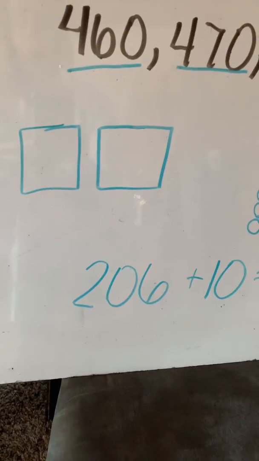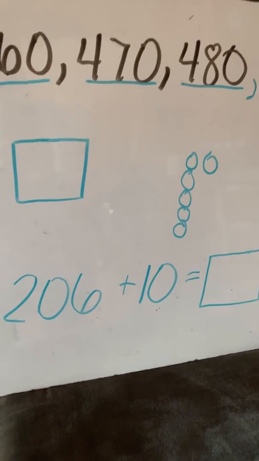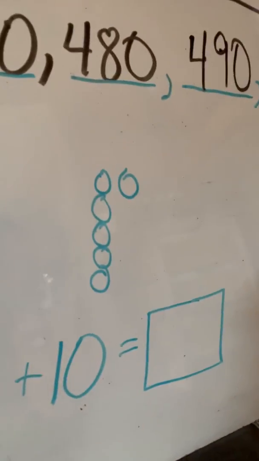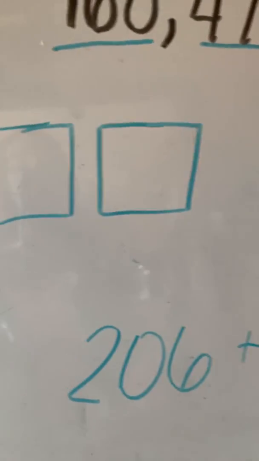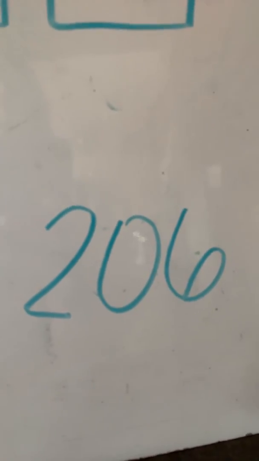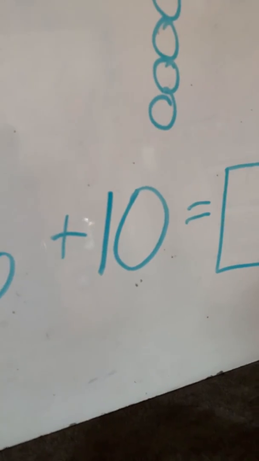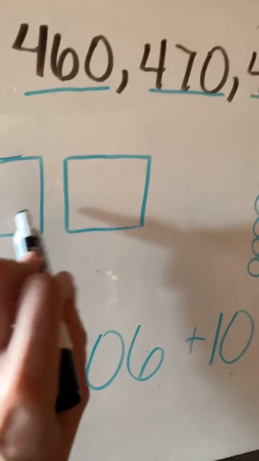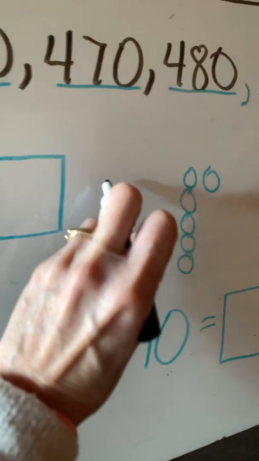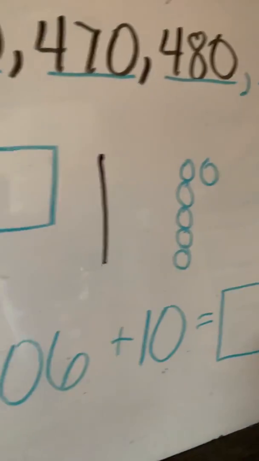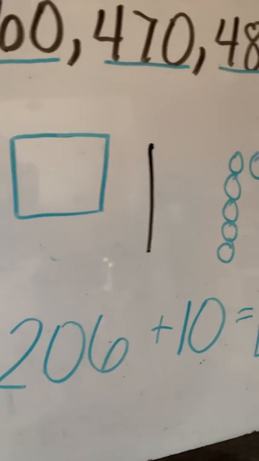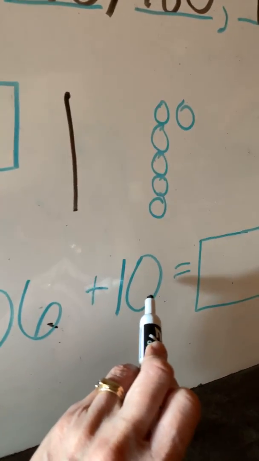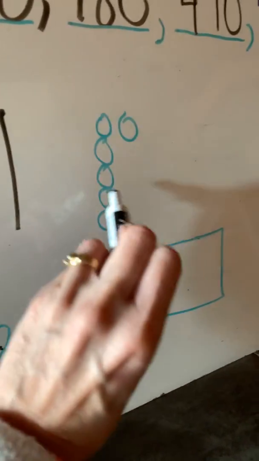We have 206. 200, and then we have 6 ones. Well, 206 plus 10. Where are we going to put that 10? Yes, it goes 200, and then after the hundreds comes the tens. So we add a 10 stick. Do we add anything to the ones? No, there's 0 there. So we're not going to mess with the ones at all.